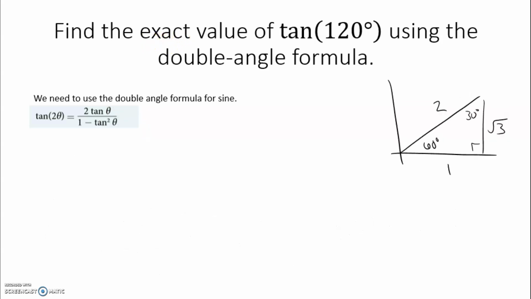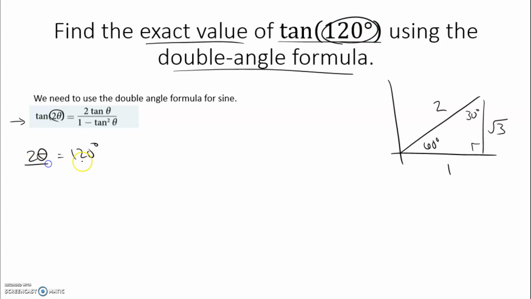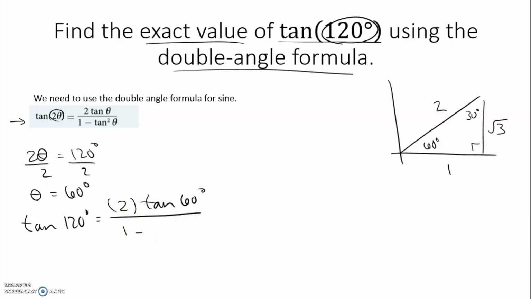Okay, now if we're trying to find the exact value of tangent of 120 using the double angle formula. So here's our formula. So 2 theta is equal to the angle that they give us, 120. Solve for theta. So theta is 60. Wherever I see a theta in this formula, that's where I'm going to put 60. So tangent of 120 is equal to 2 times tangent of 60 divided by 1 minus tangent squared of 60.